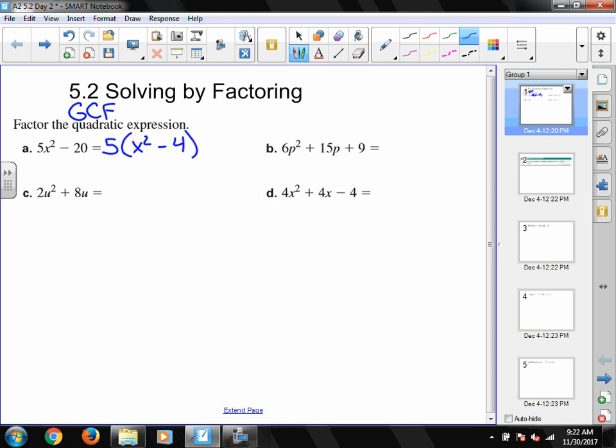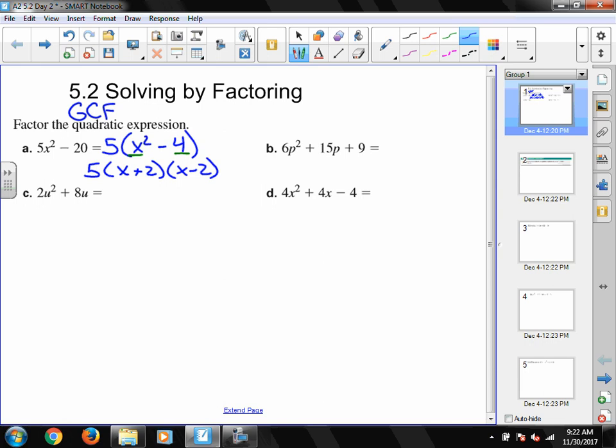And lucky for us, a little refresher here. X squared is a perfect square. 4 is a perfect square. We've got a subtraction sign in between them. So we end up with 5 times x plus 2 times x minus 2. Remember, x is the square root of x squared. 2 is the square root of 4. Opposite signs in the middle. So sometimes you can break them down farther, sometimes you can't.